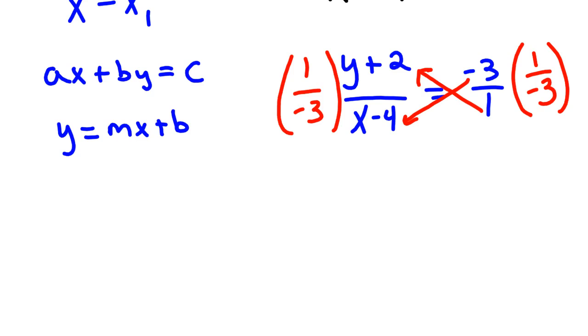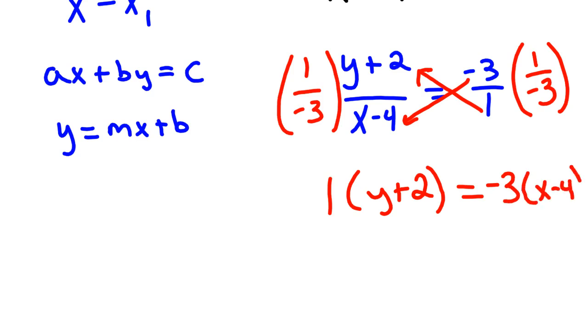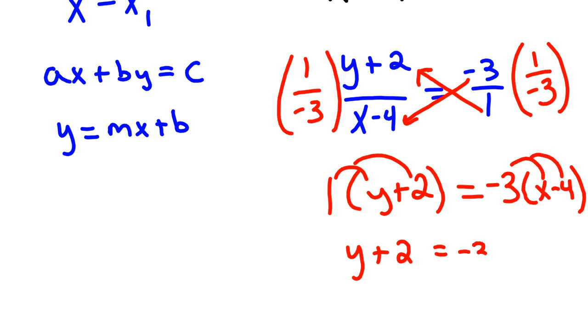So what you do is you take 1 times y plus 2. And this is a super confusing trick, but it's nice when you can use it. And negative 3 times x minus 4. And so that's the cross multiplying part. Then you use distribution to go through that. So y plus 2, because 1 times y is y and 1 times 2 is just 2. And then you take negative 3 through here, and that gives you negative 3x plus 12.